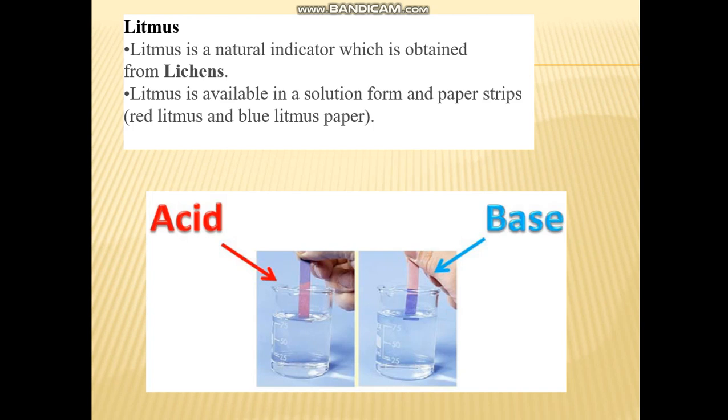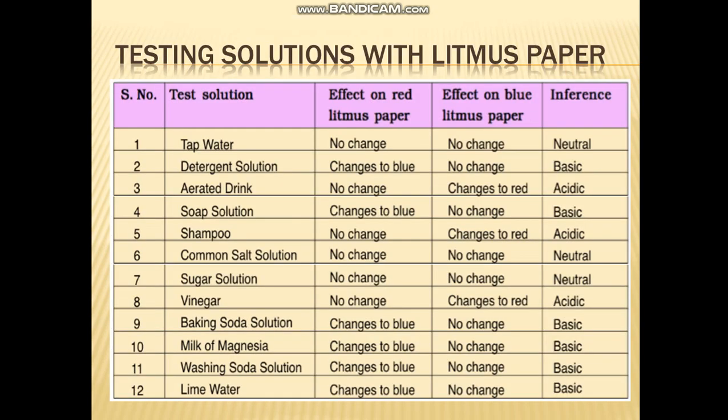It is extracted from lichens. It has a mauve color, that is purple, in distilled water. When added to an acidic solution, it turns red, and when added to a basic solution, it turns blue. It is available in the form of a solution or in the form of strips. The strips are called litmus paper strips. Generally, it is available as red and blue litmus paper.